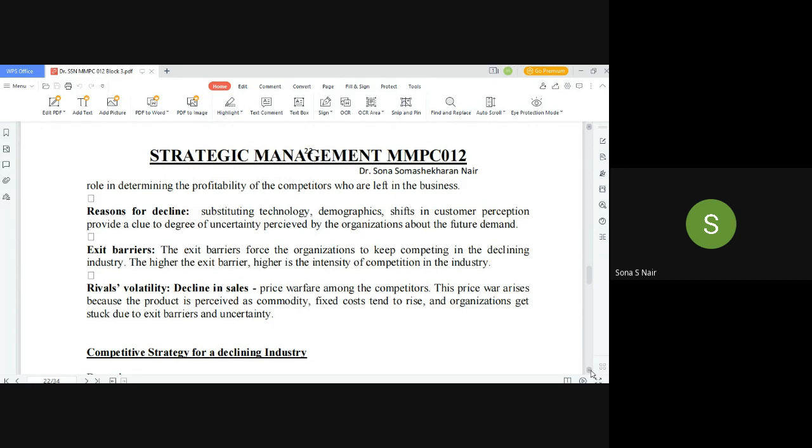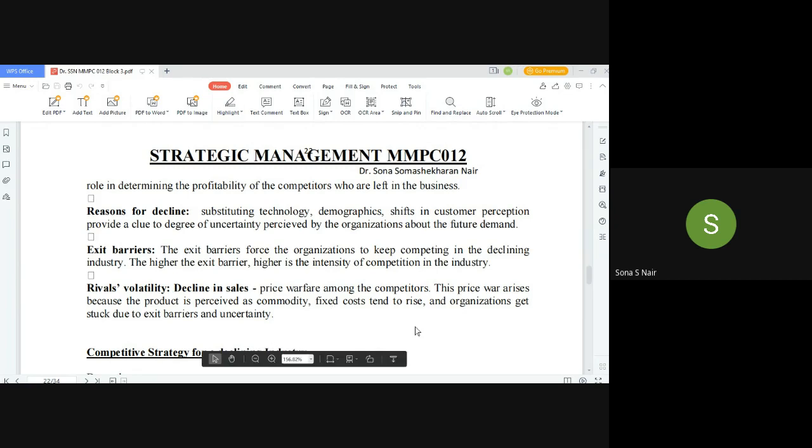Rivals, volatility, decline in sales, price warfare among competitors. If that happens, then the price war arises because the product is perceived as a commodity. It is a normal product which is available. Fixed costs tend to rise, and the organizations get stuck due to exit. Because of all these factors, uncertainty, high exit barriers, a rise of fixed costs, the volatility in the declining market increases. And that makes it a little difficult for organizations to stay in the marketplace or make profits.